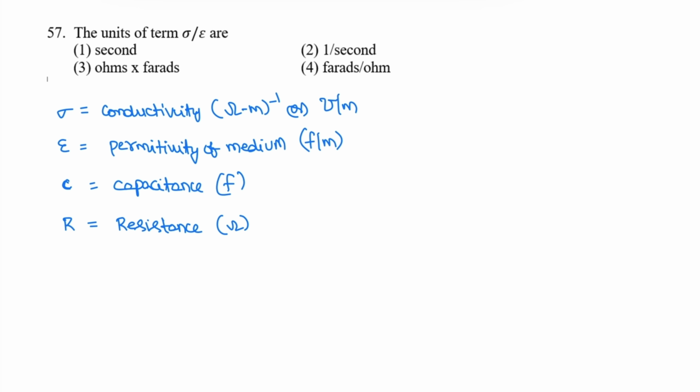The time constant tau is equal to RC, the product of resistance and capacitance. It is nothing but a time constant. The units of tau are seconds. We know that epsilon by sigma is tau, so that is seconds. Now the units of sigma by epsilon are 1 by second. So for sigma by epsilon, it is 1 by tau, and the units are second inverse. So 1 by second, correct option is 2.